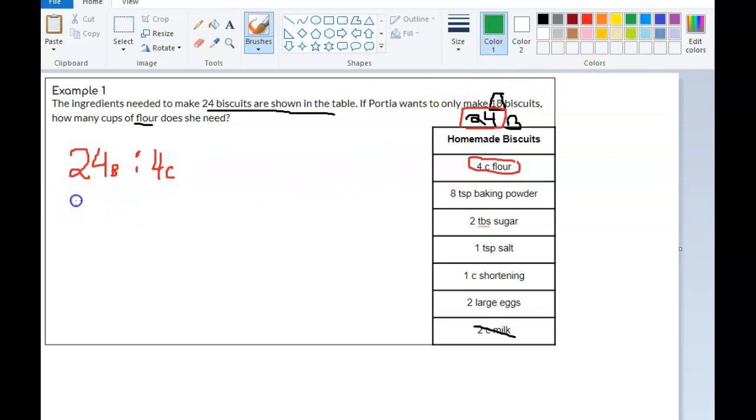Okay, I'm going to divide these both by 4 because I know 24 can be divided by 4 and 4 can be divided by 4. I really like to get these smaller so that I know that I can get to the 18 biscuits. Okay, 24 divided by 4 is 6 biscuits. 4 divided by 4 is 1 cup. Okay, so let's go ahead and begin drawing my picture.